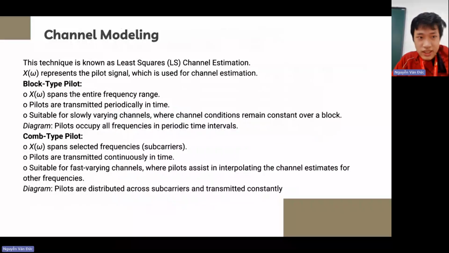This is the part to calculate the channel estimation, which is block type pilot or comb type pilot.